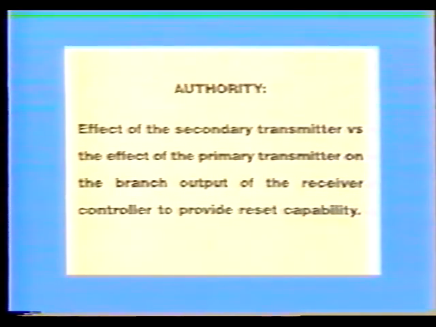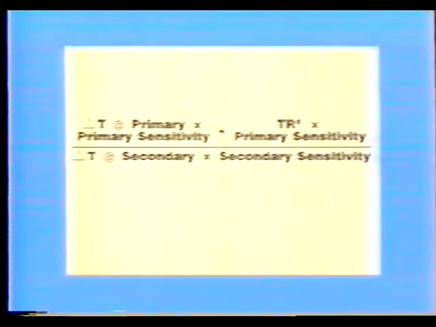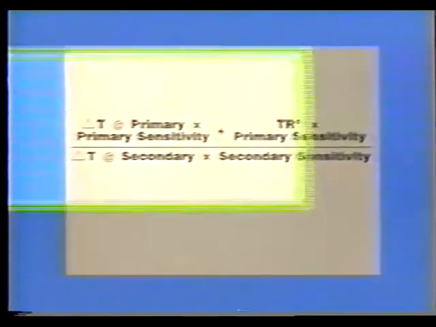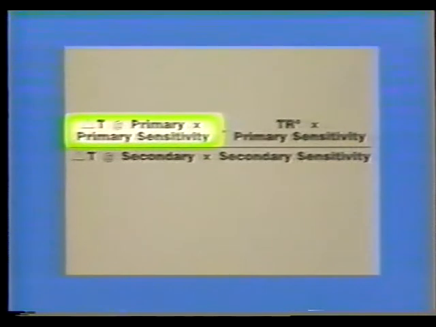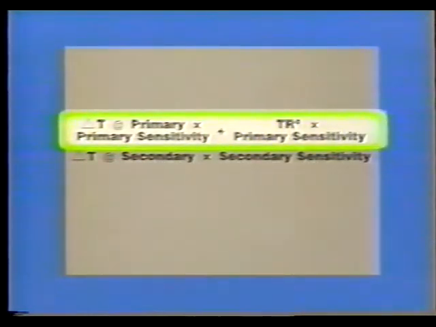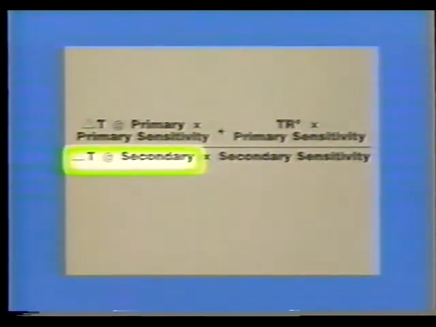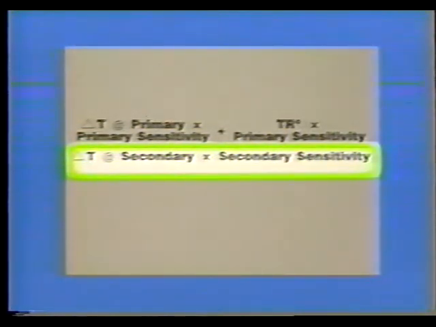Authority is the effect of the reset signal from a secondary transmitter on the set point of the receiver controller. It is expressed as a percentage of the primary signal from the primary transmitter. This is the formula for calculating authority. It reads, the delta T of the primary reset times the primary transmitter sensitivity plus the throttling range in degrees times the primary transmitter sensitivity divided by the delta T of the secondary reset times the secondary transmitter sensitivity and multiplied by 100 to get a percent.